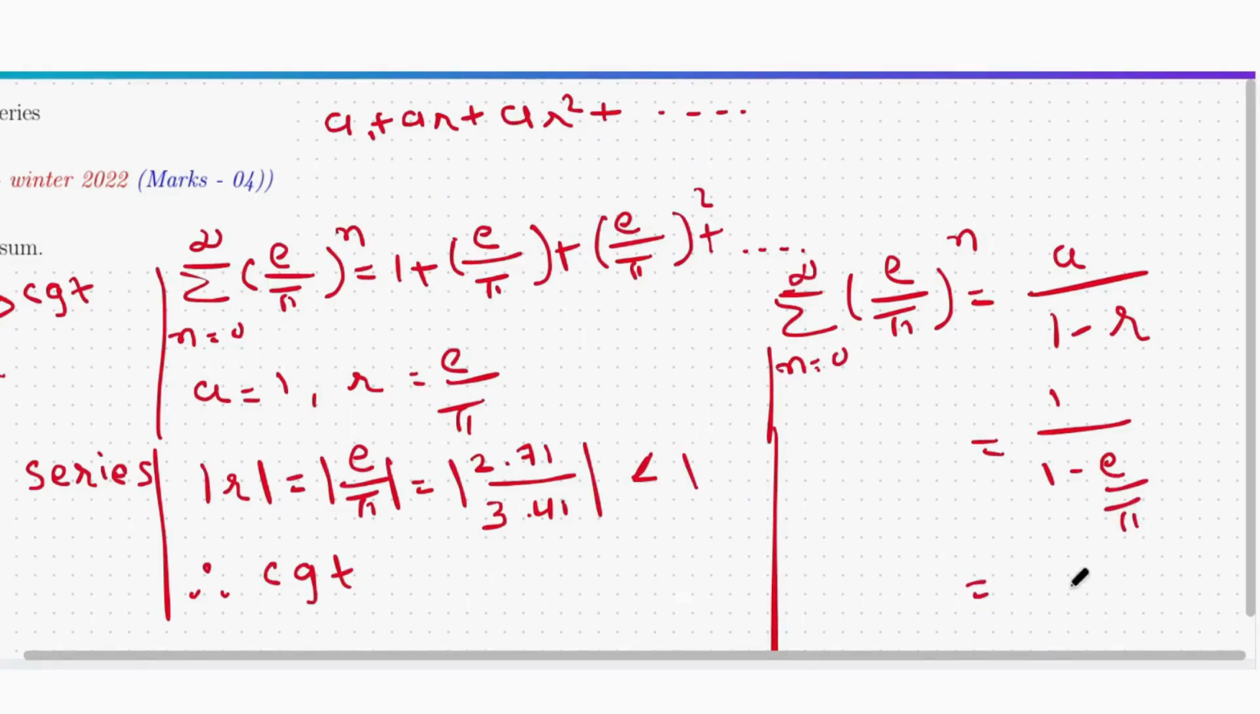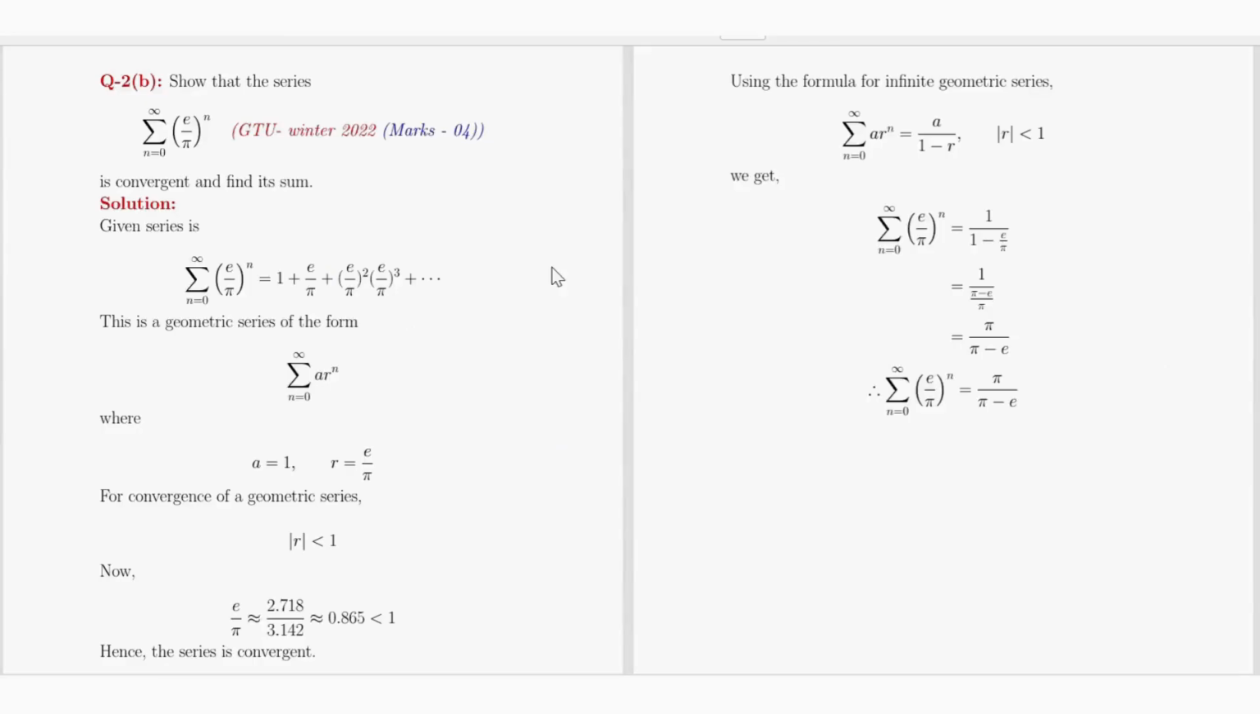Now simplify this. So we get pi upon pi minus e. This is the sum of the series. Got it? So here we conclude that this one is a geometric series, this series is convergent, and also the sum of the series is pi upon pi minus e. This is the entire solution of this sum for ready reference. You can refer to this.